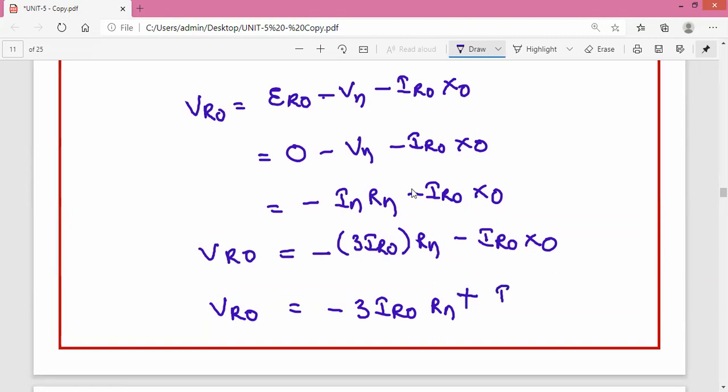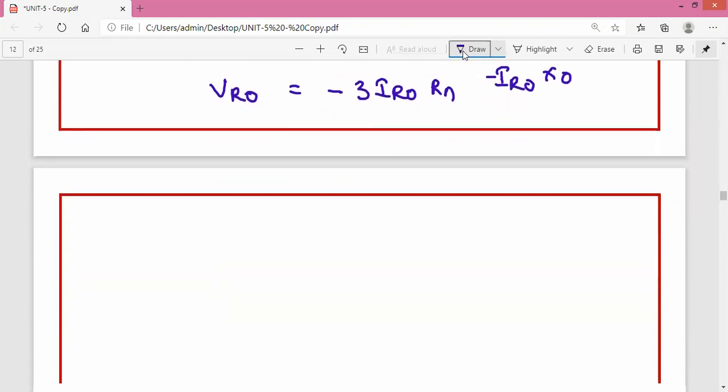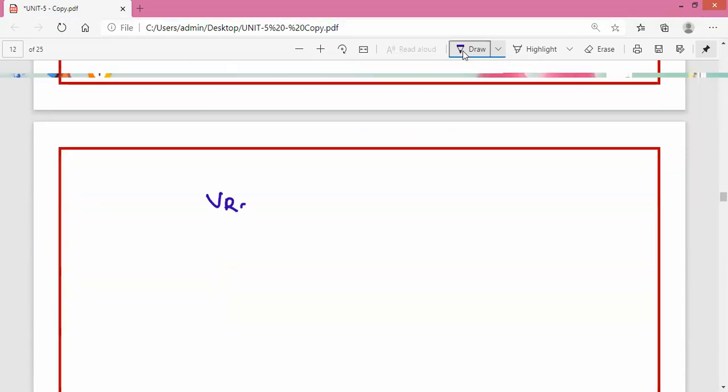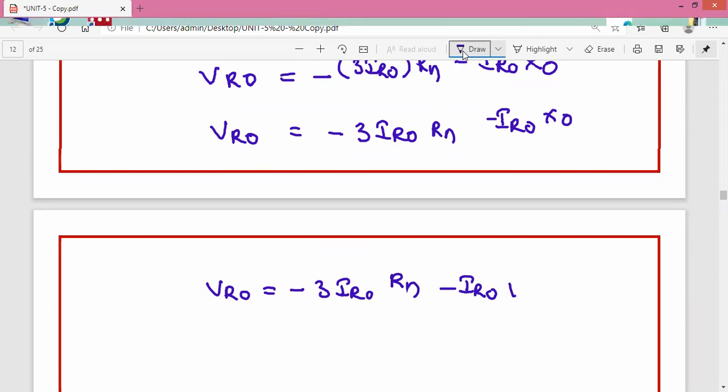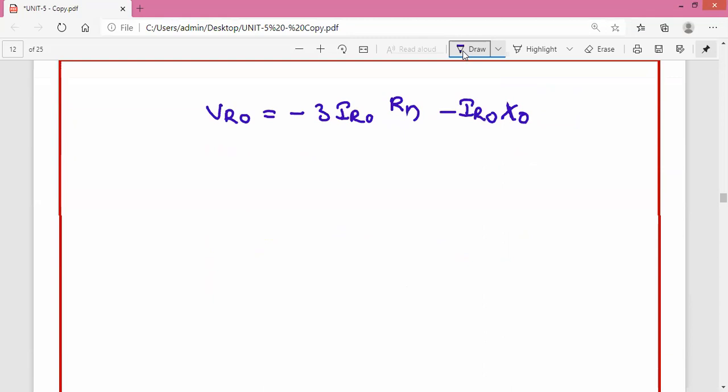Yeah, IR naught, sorry, this one is minus IR naught X naught. Okay, so I'm writing in the equation form here. I'm drawing the network here, 3 IR naught X, same only I'm writing here, 3 IR naught Rn minus IR naught X naught, right? So I'm drawing in a network form here.